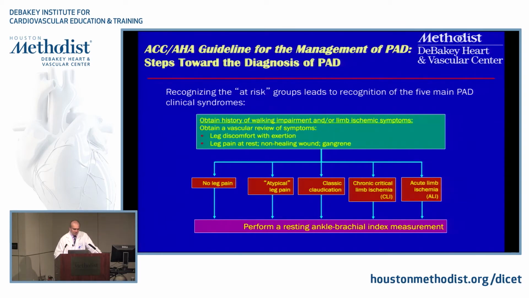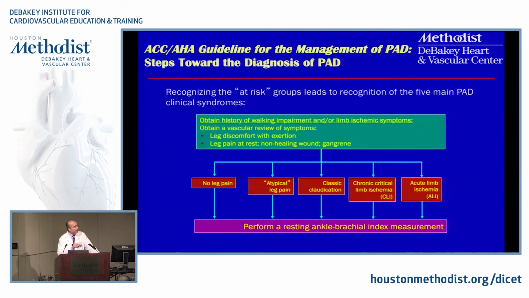So the first step is to identify whether the symptoms are typical or atypical, and if they're typical, to determine if the patient is having claudication versus critical limb ischemia. The difference, obviously, is that claudication is symptoms with exercise that are relieved with rest, and chronic critical limb ischemia means symptoms that persist during rest. That can be either rest pain, non-healing ulcers, things like that.